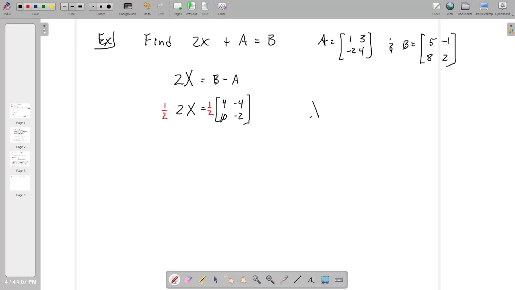So I would have x is equal to 1/2 of this matrix. So we multiply each entry by 1/2, and we get 4 divided by 2, which is 2. Negative 4 divided by 2 is negative 2. 10 divided by 2 is 5. And negative 2 divided by 2 is negative 1. So now we have x, and that's what we were looking for all along.